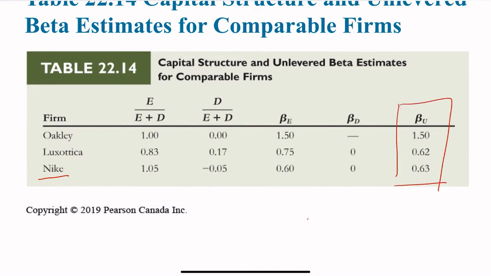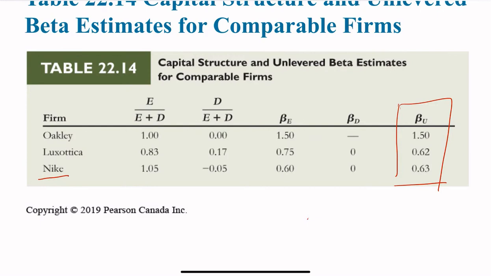And you can see that even though supposedly these 3 firms are comparable to IDACO, their unlevered betas are actually quite different, right? The lowest one, Luxottica, has an unlevered beta of 0.62. And the highest one, Oakley, has an unlevered beta of 1.5. So there is a huge difference.